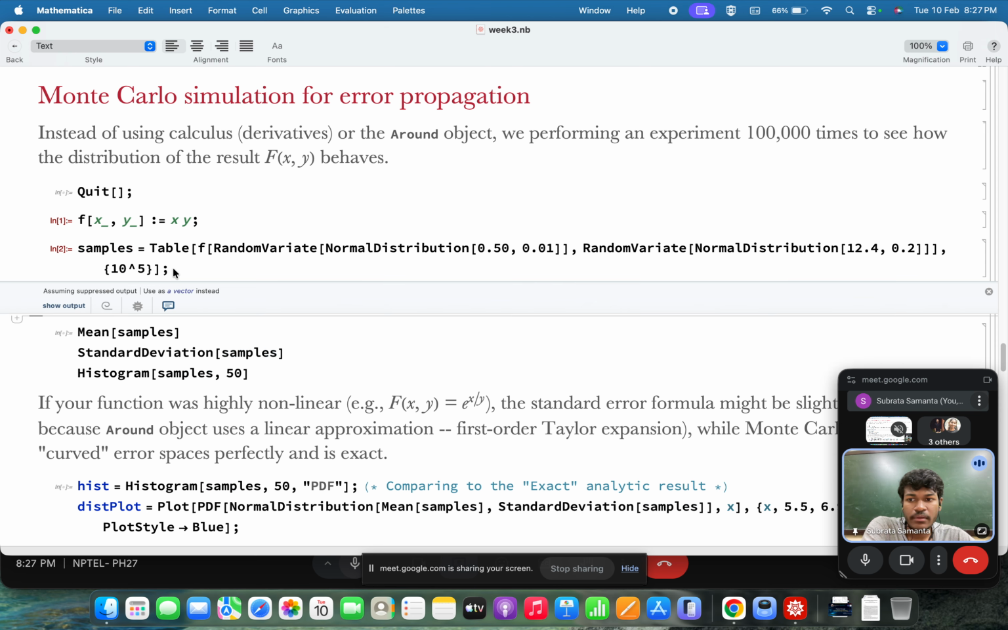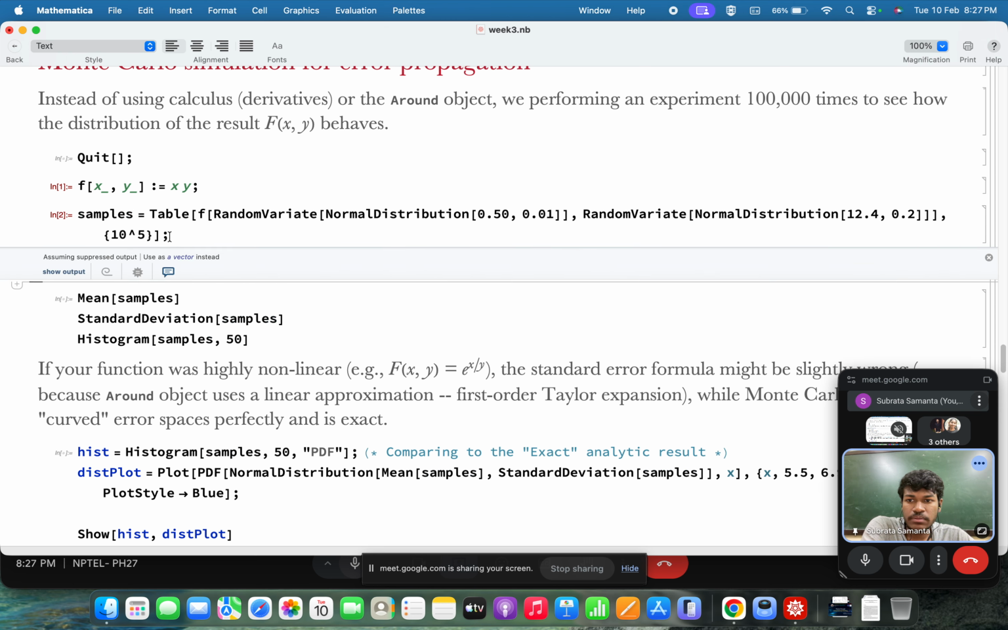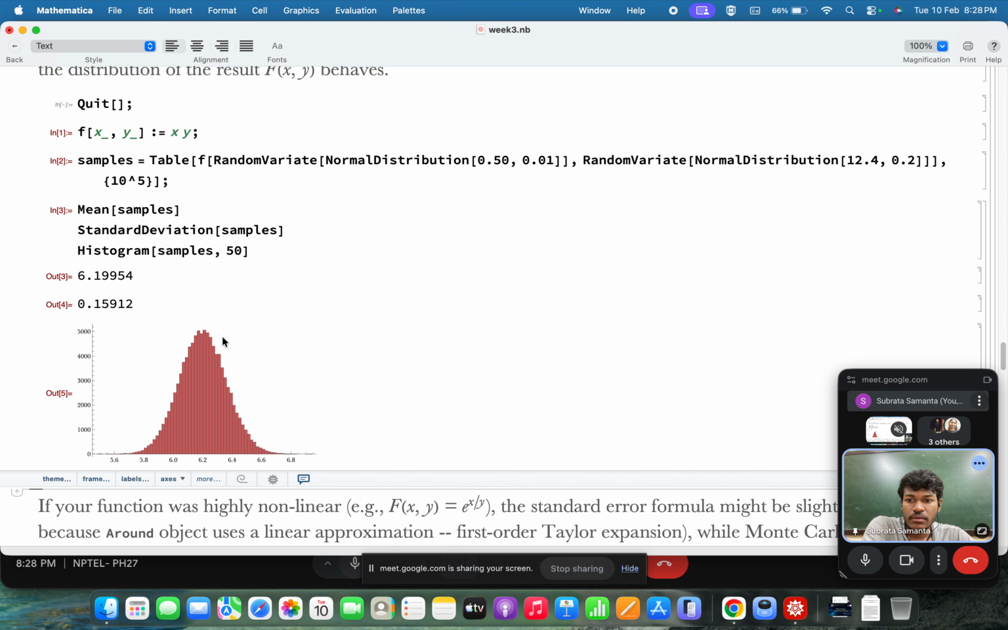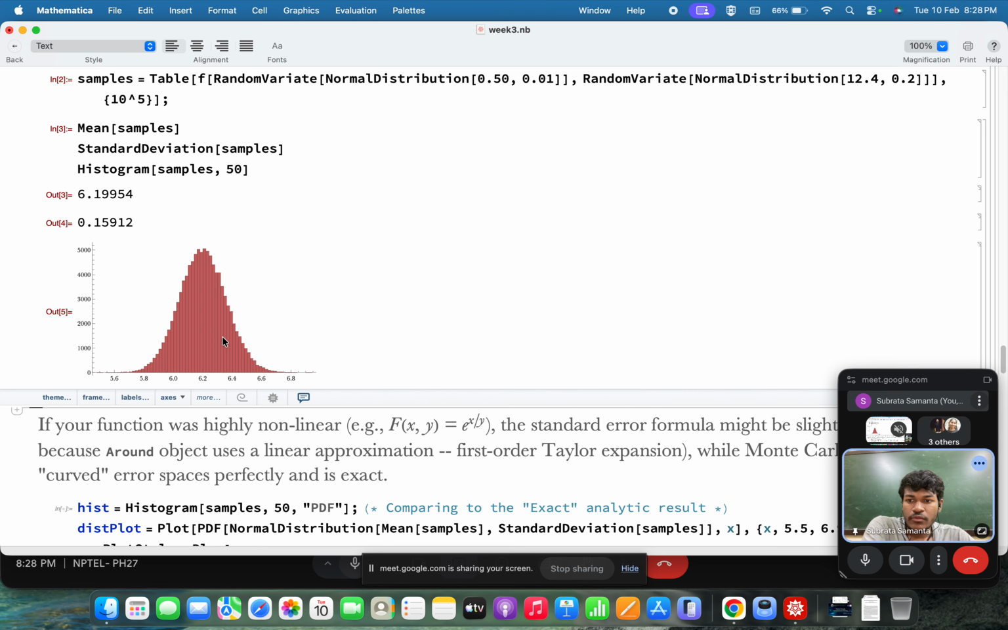So, I make a table. I am not printing these tables. This is a large table, large samples. So, I calculate mean, standard deviations, and histograms. If you calculate this, you see this is your mean, it is 6.19. From the plot you also see that this is your 6.2, and 6.19 is actually the mean. And you can calculate the standard deviations, and this is the histogram, the last one.